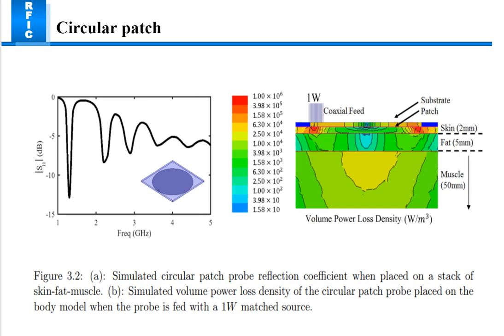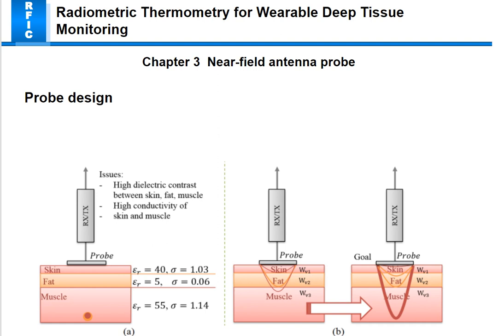I'm just going to go back and explain, as I have forgotten some points in this. The probe is considered to be on a stack of skin, fat, and muscle layers, considering the boundary condition of the electric field vector and the high dielectric contrast between the skin, fat, and muscle layers.